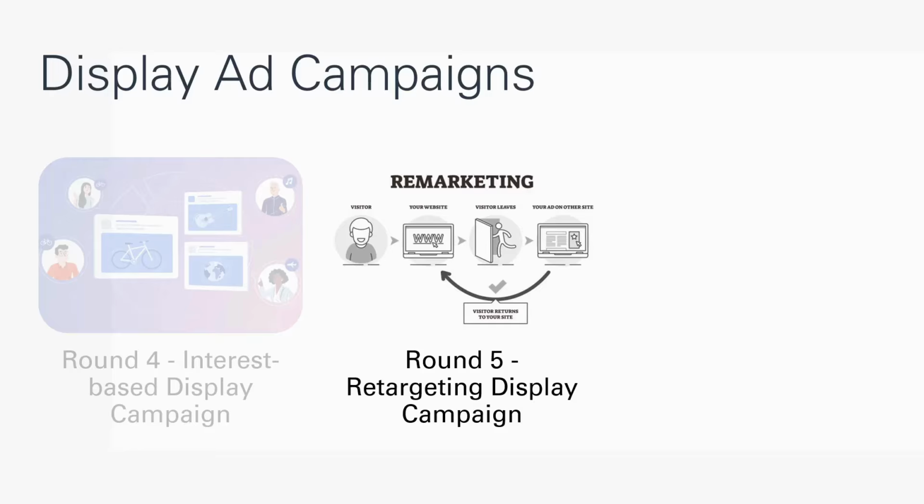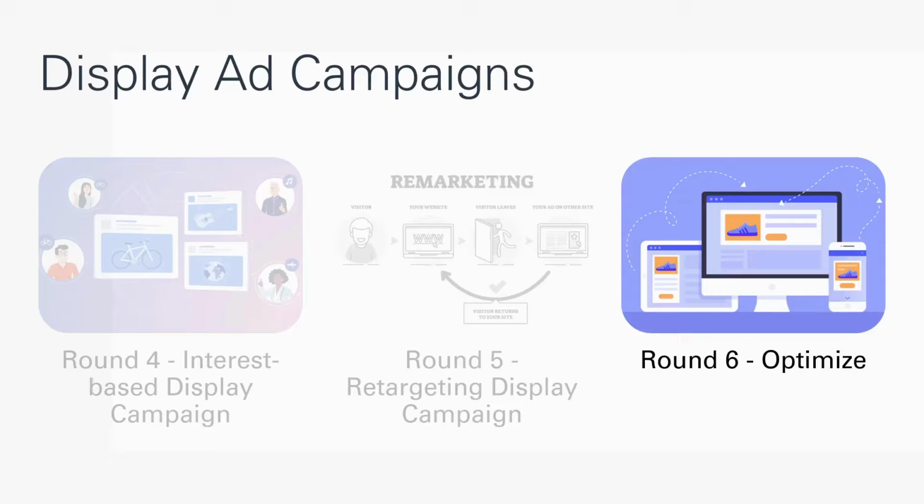In round 5, you're going to create a retargeting display ad campaign. This is where you will specifically show ads to people who have visited your site before, and you'll be able to target specifically if they added a product to their cart and other actions that you find valuable or relevant. Then in round 6, you're going to optimize all of your campaigns to maximize your revenue and return on ad spend.